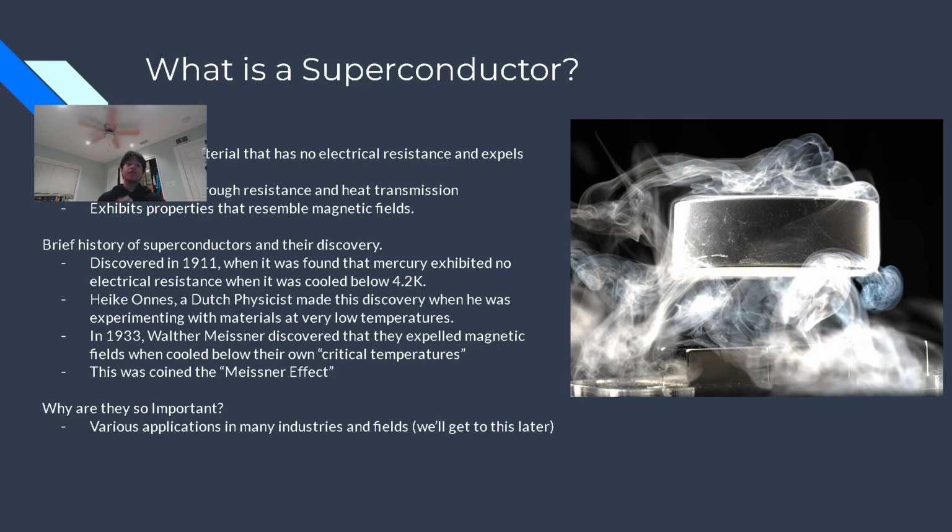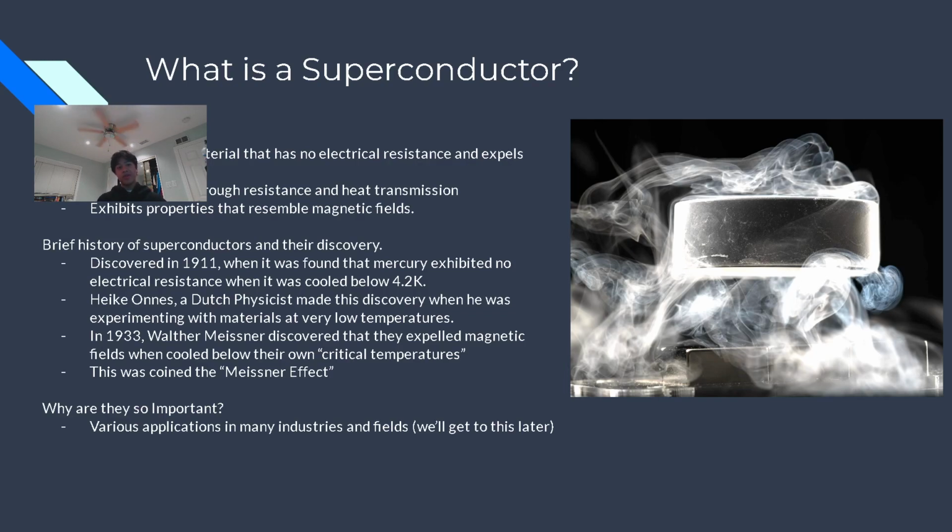Here's a brief history of superconductors and their discovery as well. So it was first discovered in 1911 when it was found that mercury exhibited no electrical resistance when it was cooled below 4.2 Kelvin. And Heike Onnes, a Dutch physicist, actually made this discovery when he was experimenting with materials at very low temperatures.